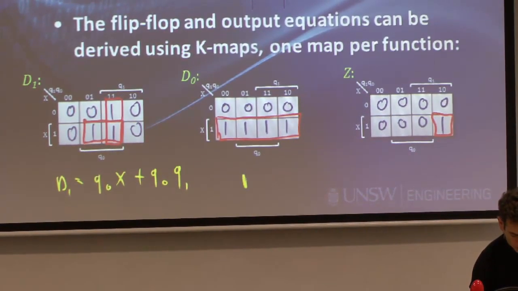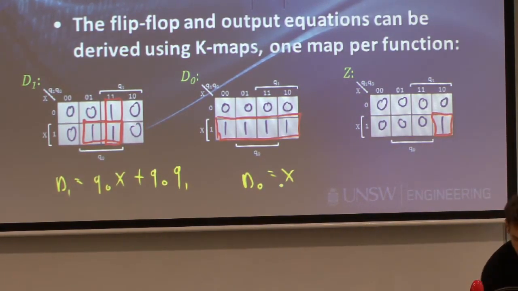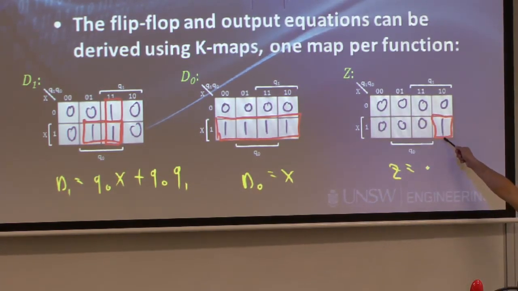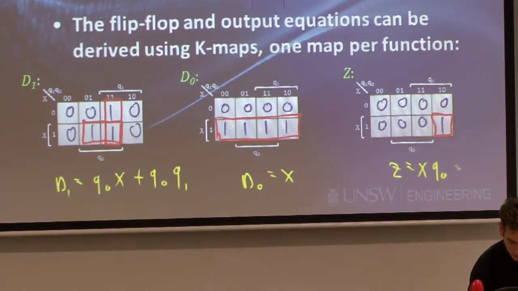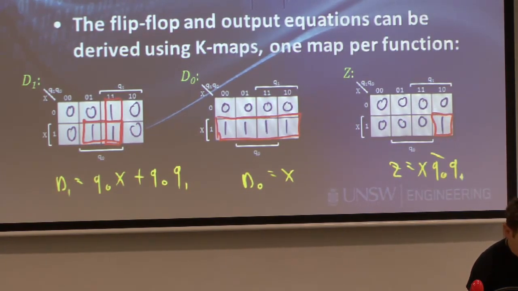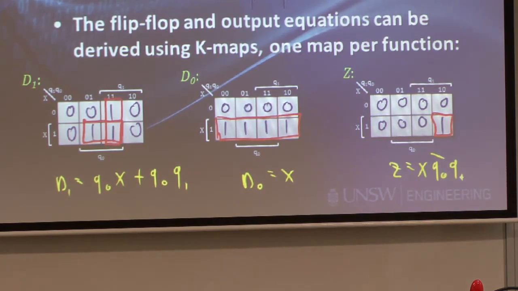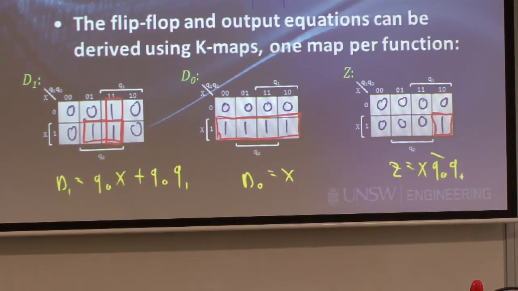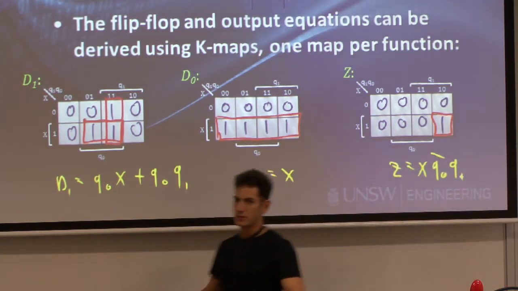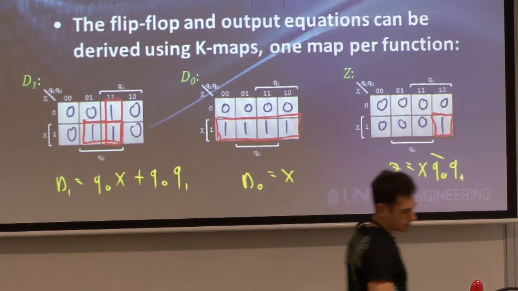D0 will be pretty sweet. It will be just x. And then Z will essentially just be a mean term involving not Q0, Q1, and x. So x, not Q0, and Q1. Now that we have equations, this is really, really close to something we can actually implement.